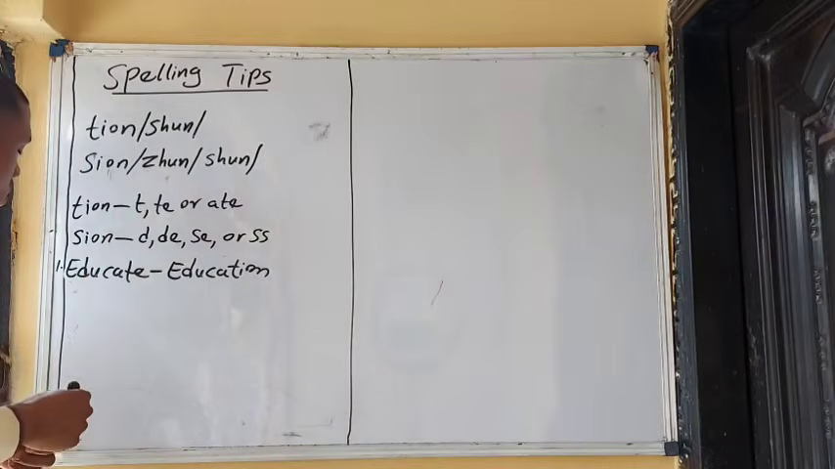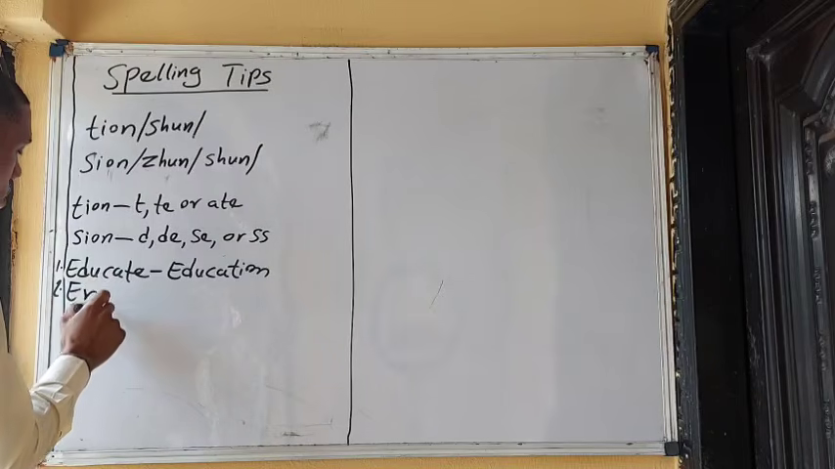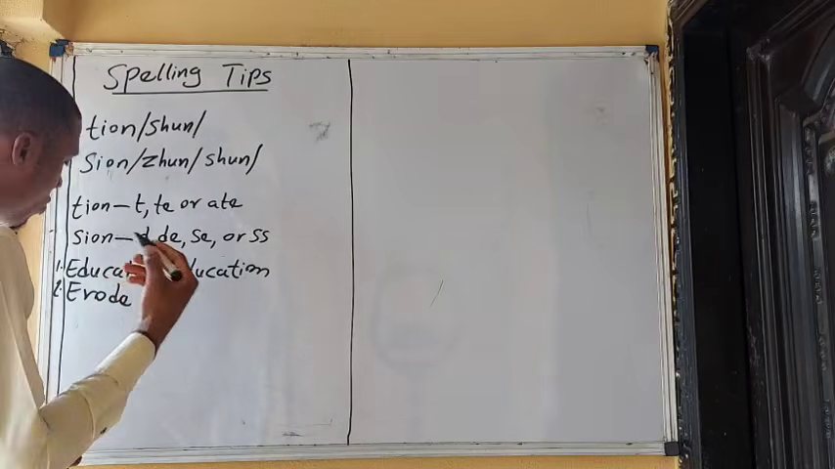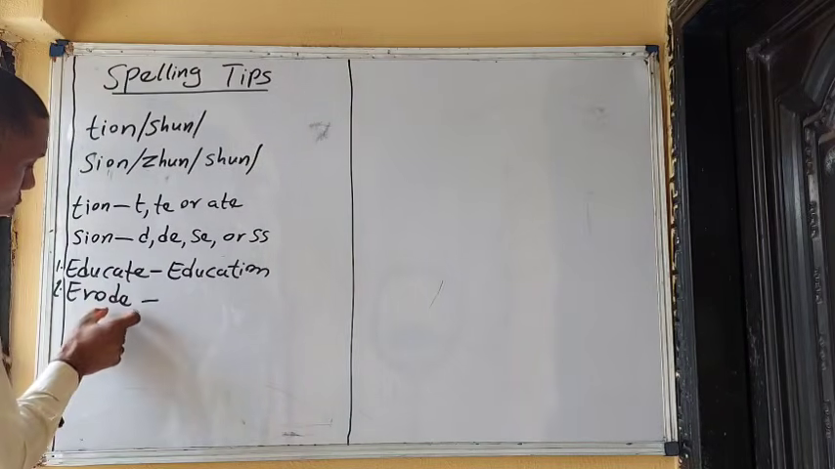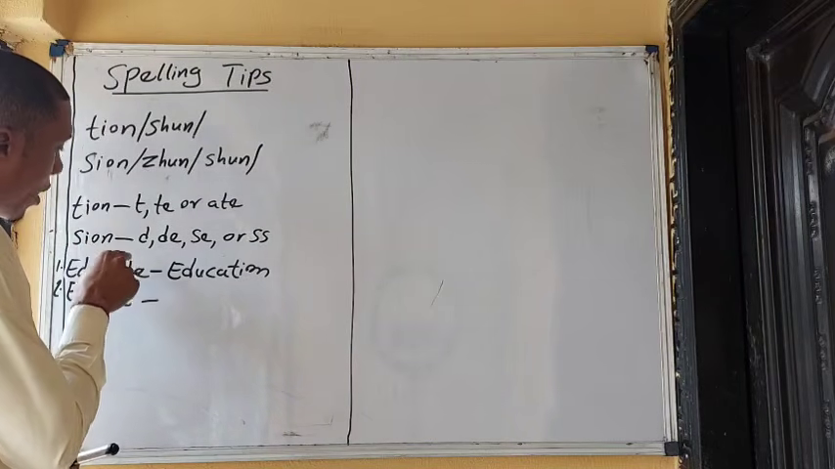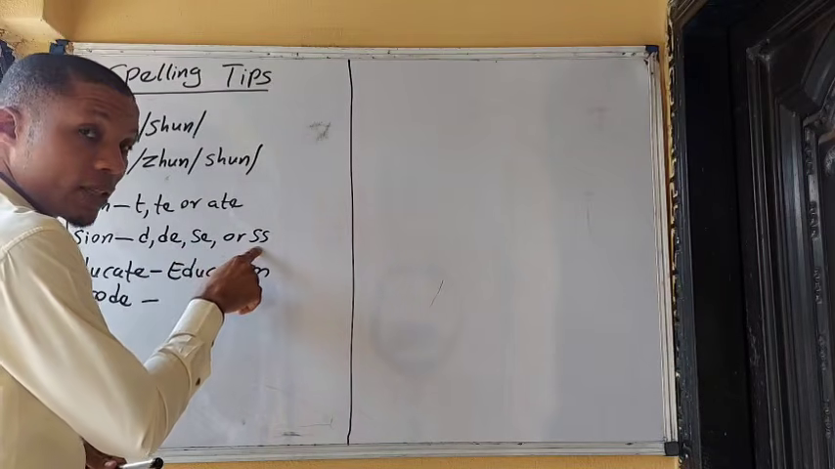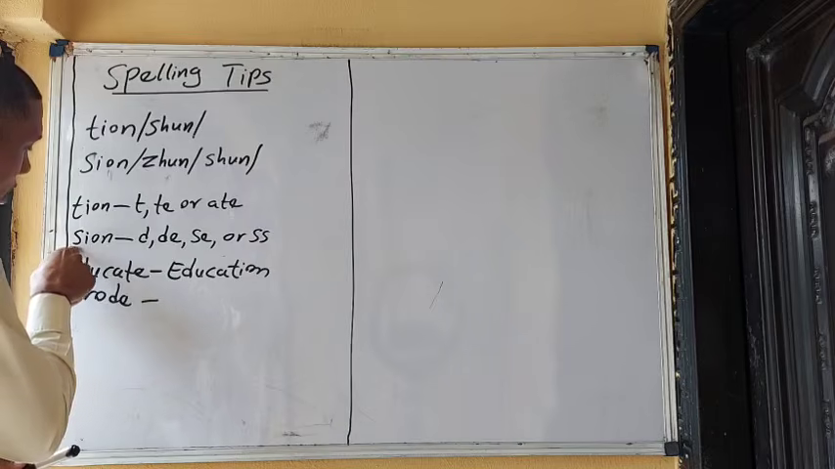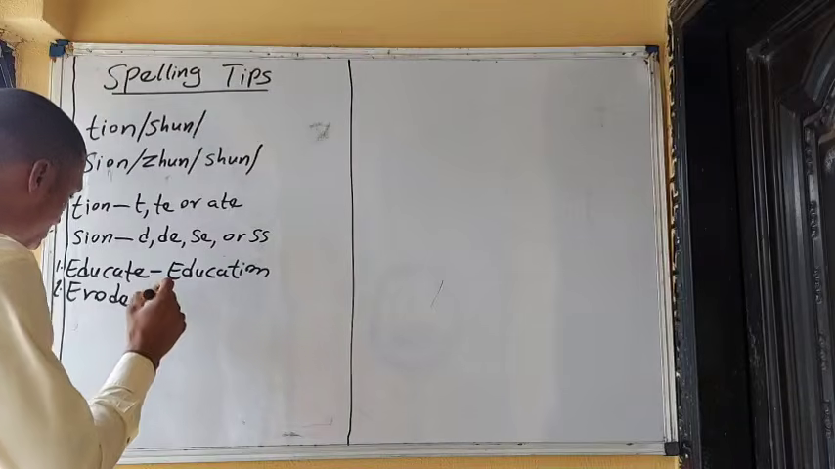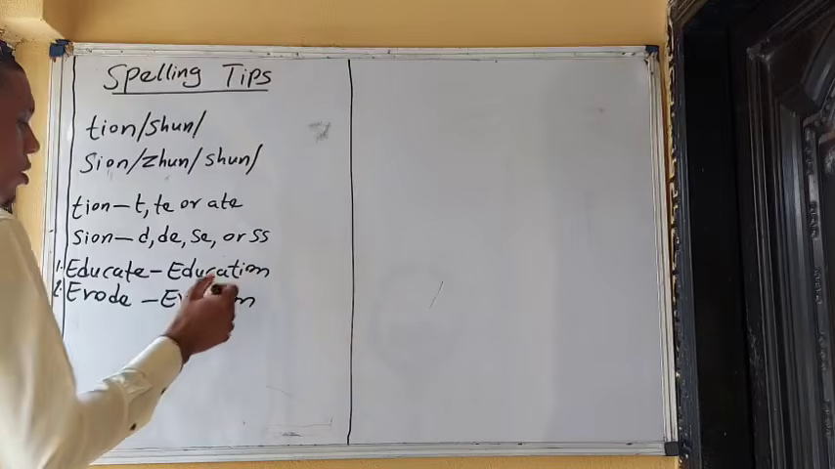Now for you to use the sion "shun," let's say number 2, we have erode. This is erode. Now for me to know which of the "shun" I'm supposed to use, I'll look at the base word. What is ending it? De. Now we said that for you to use sion "shun," the word must end with d, de, se, or ss. Now I'm to use what? Sion "shun," because this is ending the word. So we are having what? Erosion. This is how the "shun" that you are having comes about.